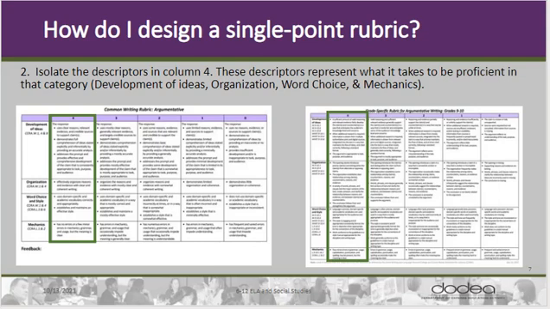So then the next step is you're going to isolate the descriptors in column 4. These descriptors represent what it takes to be proficient in the category, and our categories are development of ideas, organization, word choice, and mechanics. So we're focusing in on that piece, just one, and we want to focus on the proficient column because that's the end game for the kids. That's where we want them to be.